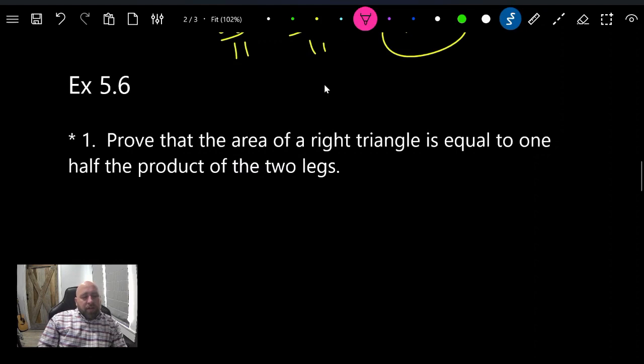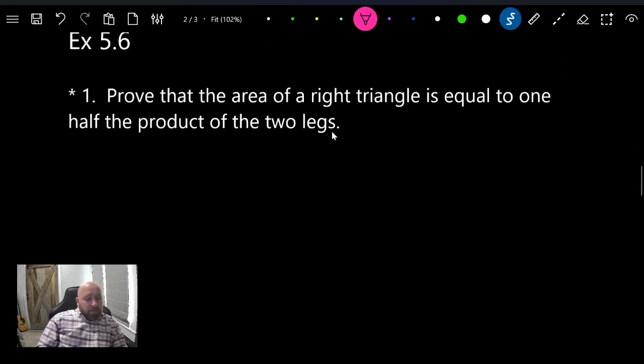Okay, exercise 5.6. This is on the next page in your books. This is on page 244, so you can go ahead and turn there. This lesson doesn't have anything for me to really teach. It's just kind of doing these and practicing these. So what it says is question number 1.